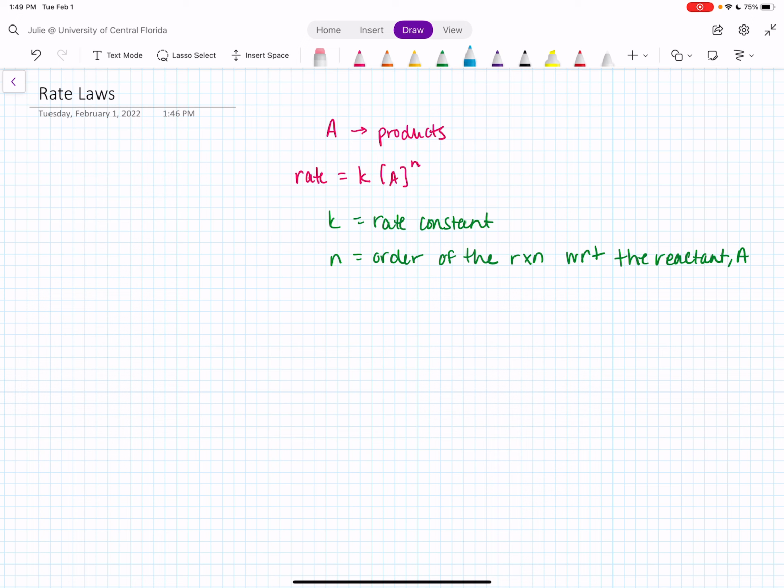We'll start with n equals 0. So we call this 0th order. In that case, if n was equal to 0, we would say that the rate is 0th order with respect to reactant A. So the rate law would become rate equal to k, the rate constant, right? Because A raised to the power of 0 is just 1. So the rate would be equal to the rate constant. That means that the rate of this reaction isn't at all related to the concentration of the reactant.